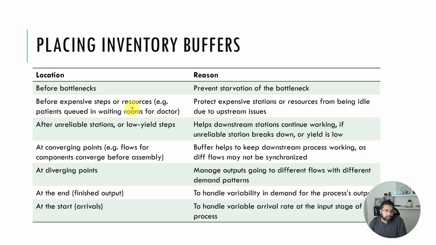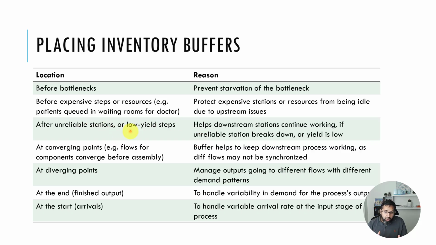All sorts of things happen in real life that can reduce the output of the steps before temporarily. And then if you have a WIP, that protects this expensive step or the bottleneck step from being slowed down by the tasks before it, after unreliable stations or low yield steps.